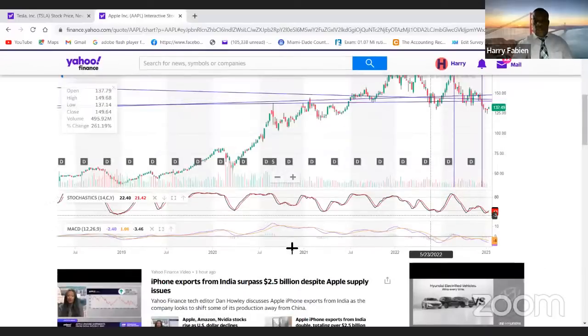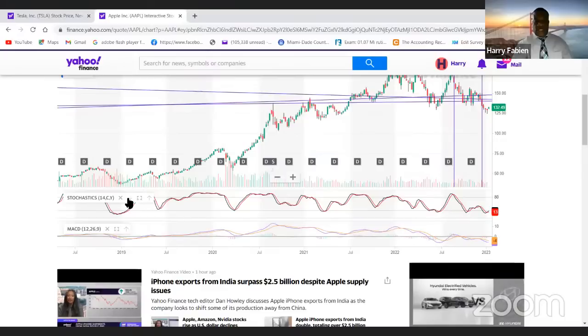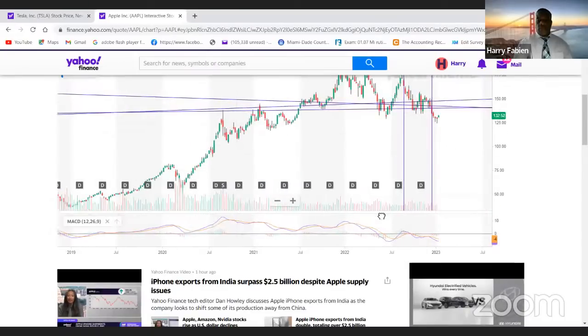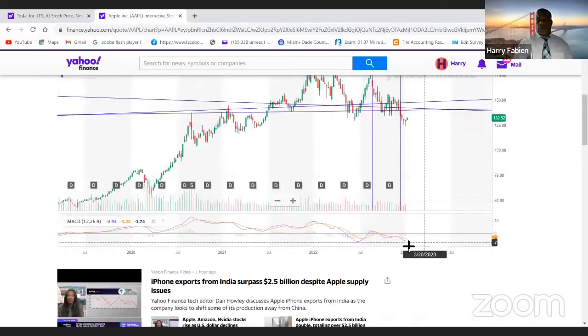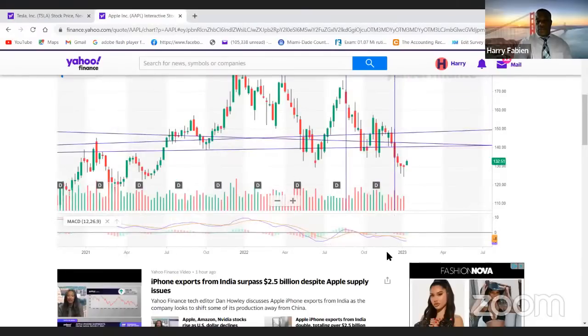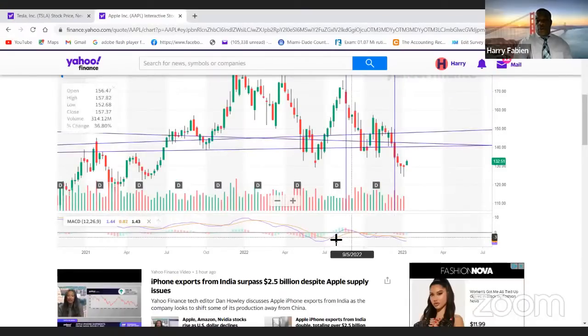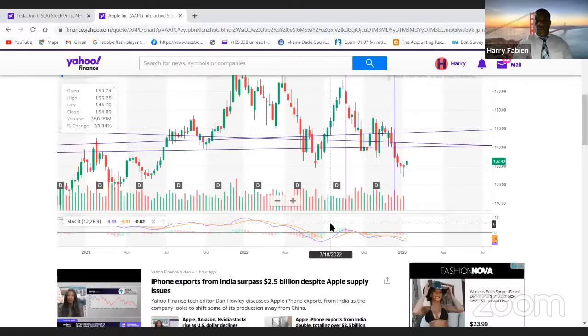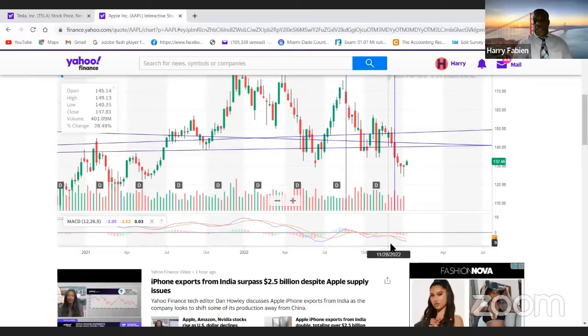This is the MACD line down there. We got stochastic here and MACD. I just want to show you the MACD line. See the MACD? Whenever the blue line is over, we got a bullish momentum. Whenever it's crossed down, we got a bearish.